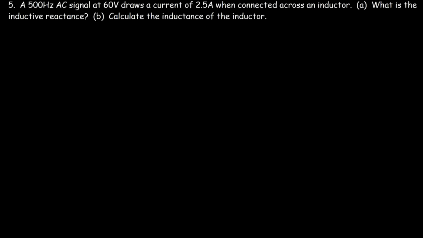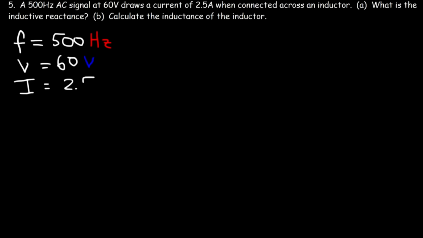Number 5. A 500 Hz AC signal at 60 volts draws a current of 2.5 amps when connected across an inductor. What is the inductive reactance? So let's make a list of what we have. We know the frequency is 500 Hz. The voltage is 60 volts. And we also know the current, which is 2.5 amps. So what we're looking for is the inductive reactance and also the inductance.